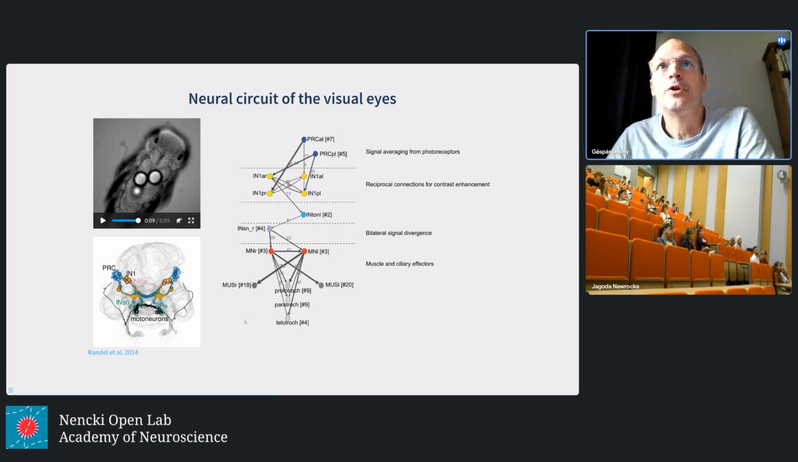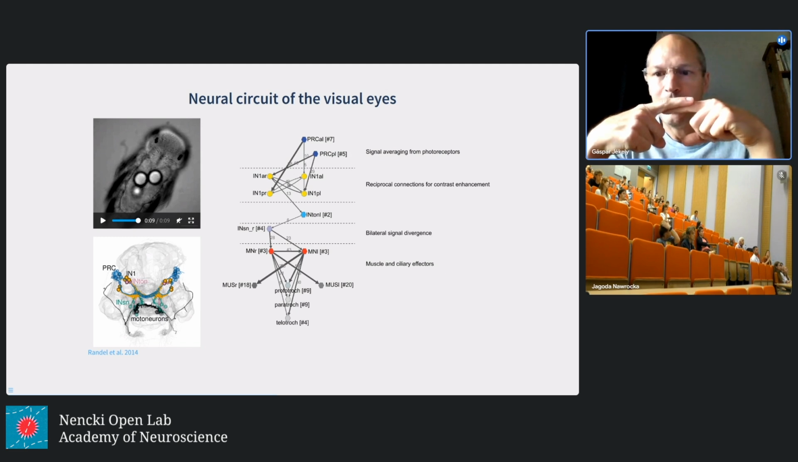So here is the full circuit. And you can see that it's more complicated, but what is fundamental here is that between the left side and the right side of the body, there are reciprocal connections. And this happens at this interneuron level here. These yellow blobs represent these yellow interneurons here that synapse on each other. So the left side synapses on the right side and the right side synapses on the left side.